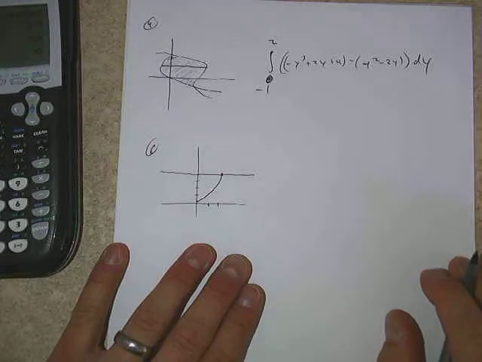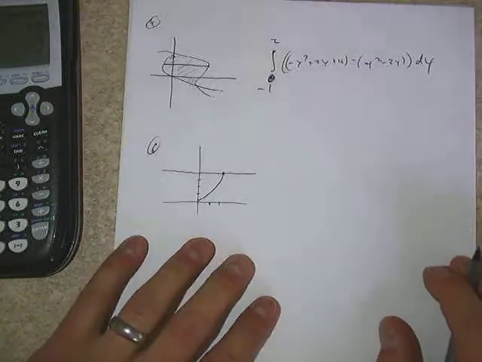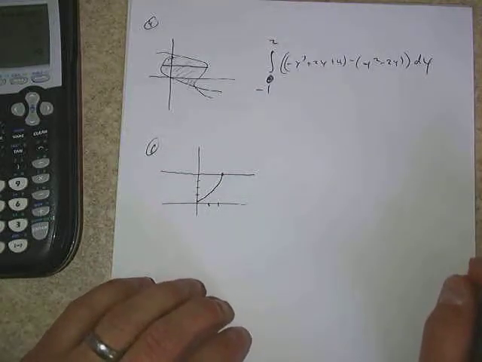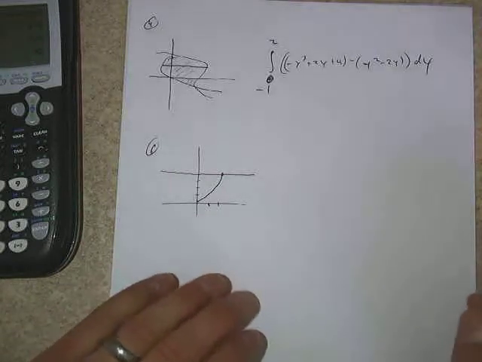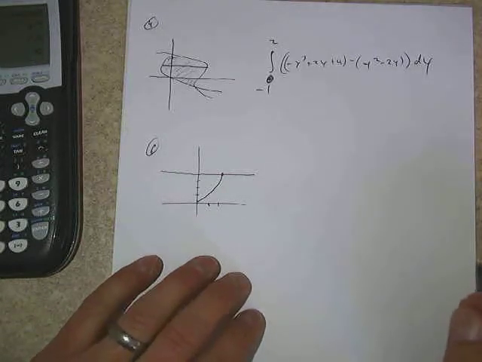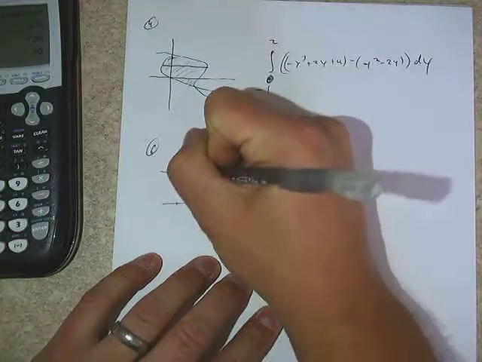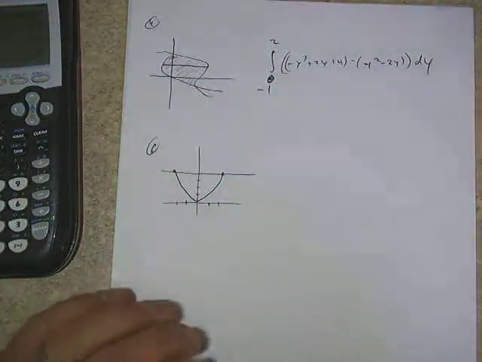Number 6, we've got a base of a solid here. It's between the line y equals 4, so we have 1, 2, 3, 4. That's going to be one of our boundaries. The parabola y equals x squared, which we know goes through 2, 4. So we have that as another boundary. And it says the cross sections perpendicular to the x-axis are semicircles.